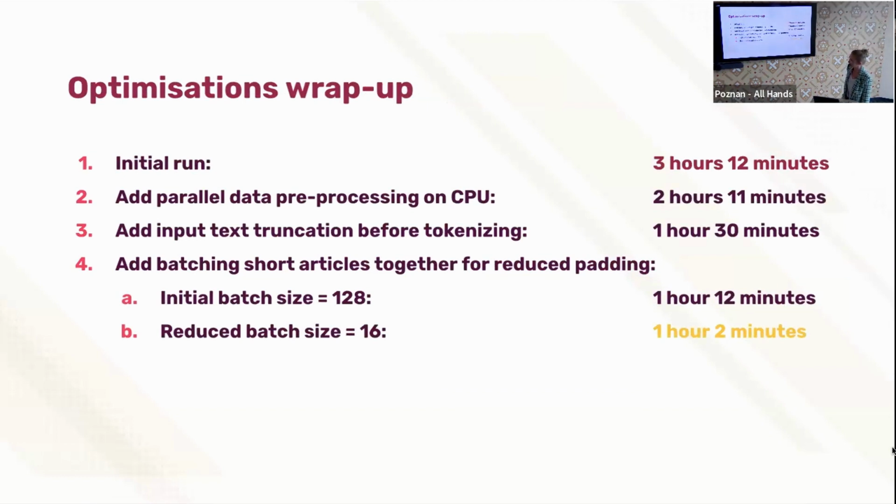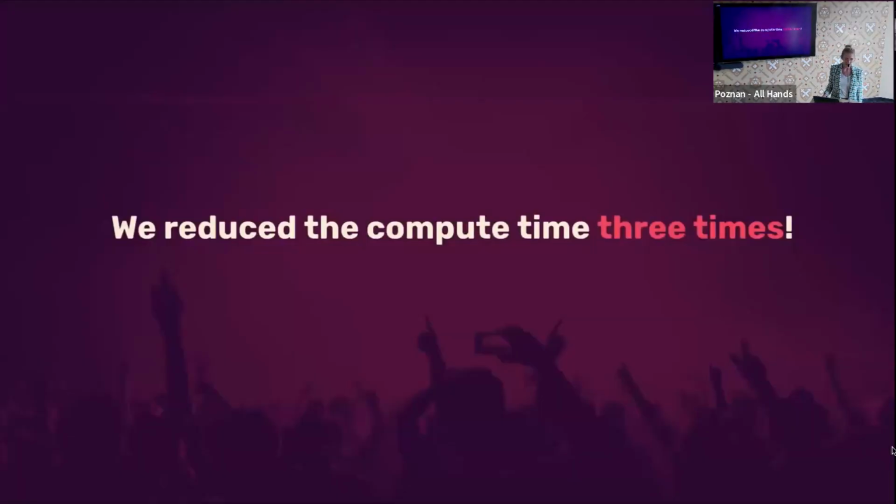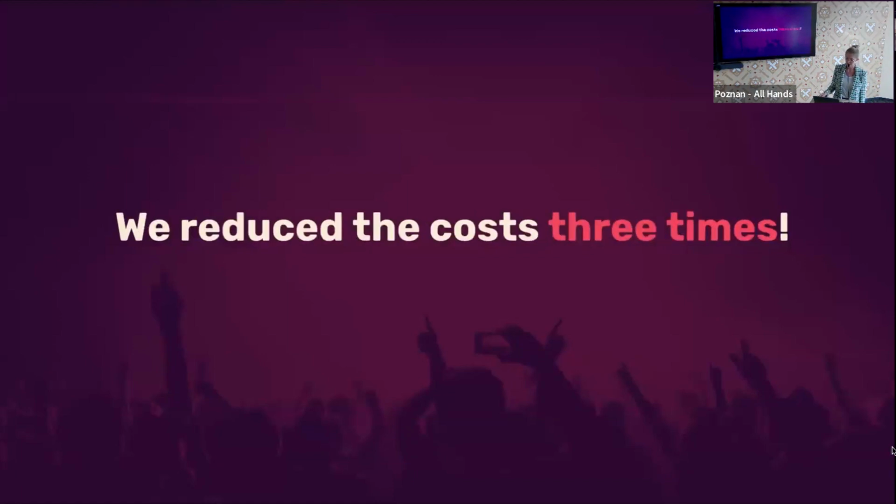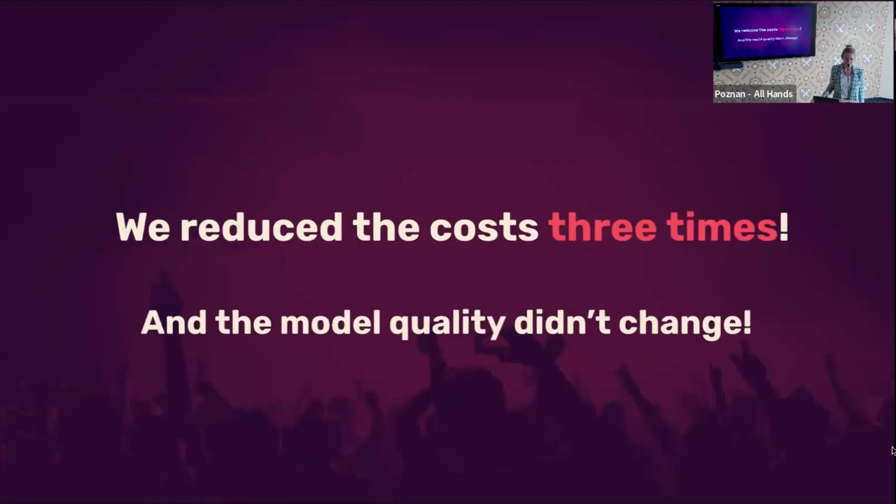Just wrapping this up, we started from 3 hours and 12 minutes. Then we added parallel data preprocessing on a CPU and we were 1 hour down. Then we added this input text truncation before tokenizing. And then we proceeded to the smart batching, followed by reduction of the batch size. And now we're at the level of 1 hour and 2 minutes. So we reduced the compute time 3 times on this representative sample, which also means reducing the costs 3 times. And the model quality didn't even change.